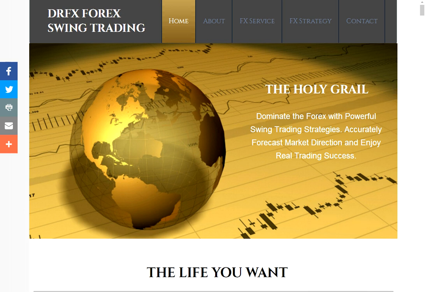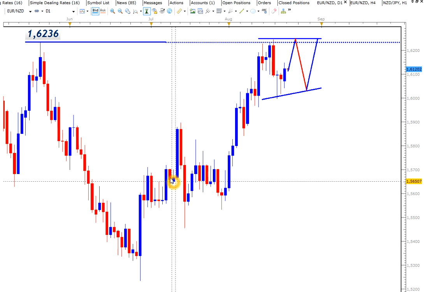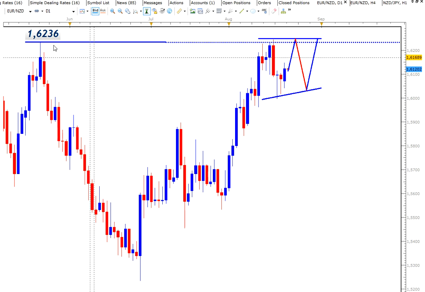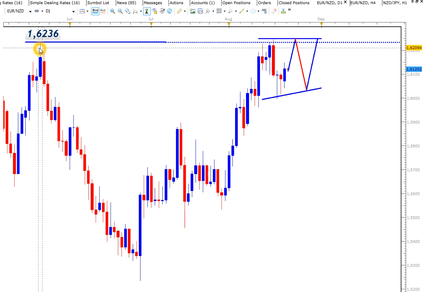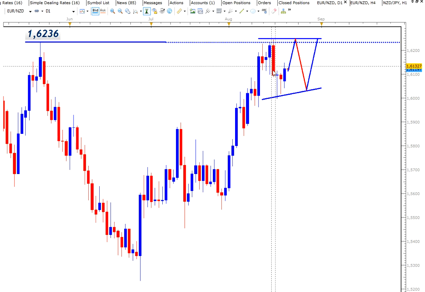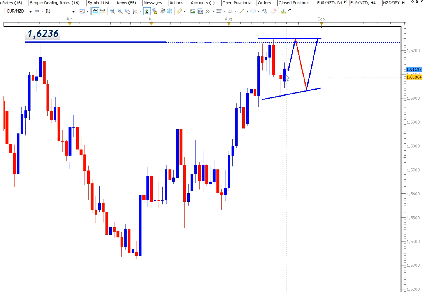Now, to give you the overall context of what I was looking at, here we see on the daily chart of this currency pair that following the return to this resistance point here at 162.36, the market reacted by pulling back fairly aggressively and is now starting to move sideways with the appearance of this small bullish candle.